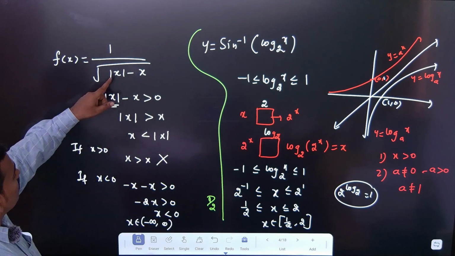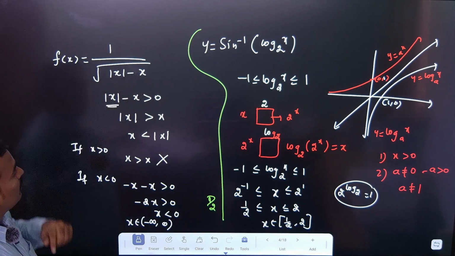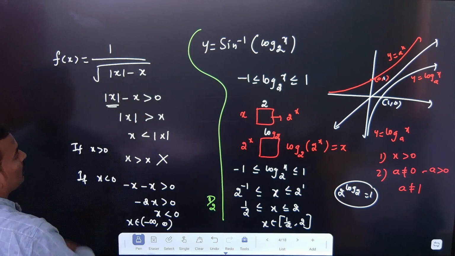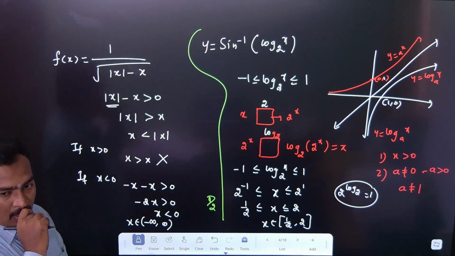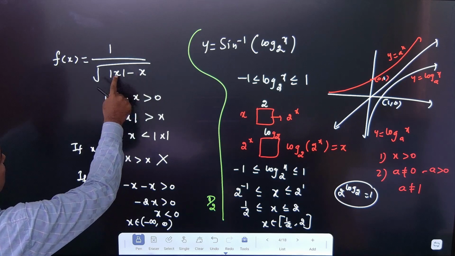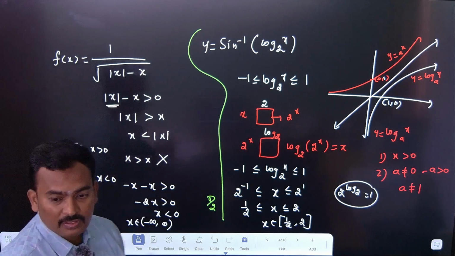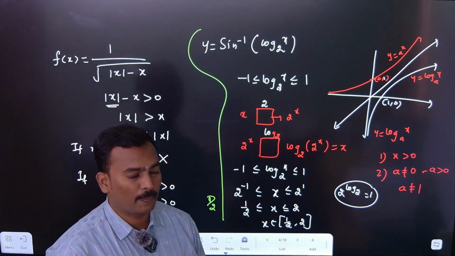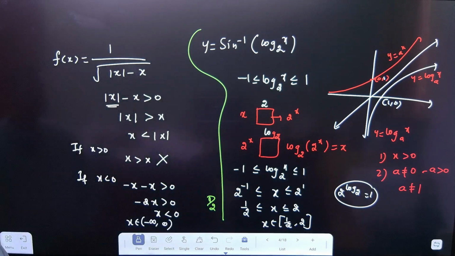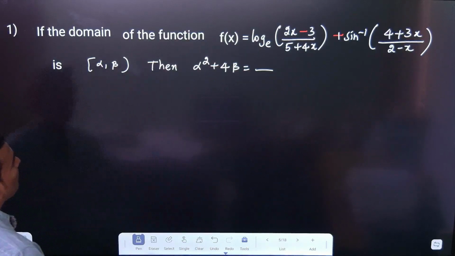So, which values of x is it defined for? Suppose you take minus 1. Mod minus 1 is 1. 1 minus of minus 1 is plus 1, so 2 will come, right? It is defined. So therefore, the domain of this function is minus infinity to 0, right? Okay, fine. Let me take the next page.